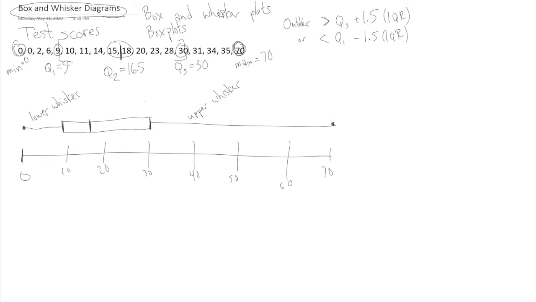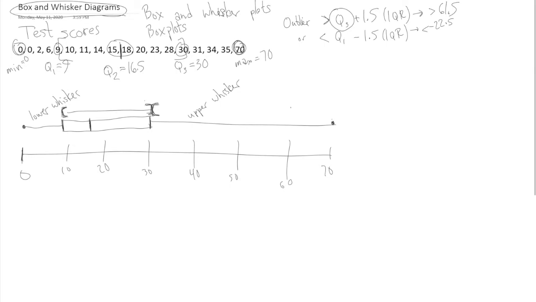We found in the last video that in order to be an outlier, you had to be either greater than 61.5 or less than negative 22.5. 70 is bigger than 61.5. You can also see that it's an outlier because this distance between the first quartile and the third quartile, the IQR, the interquartile range, starting at quartile 3, multiply this distance here by 1.5.